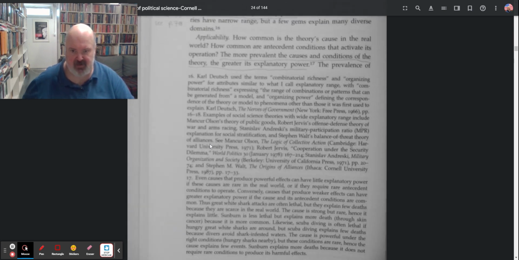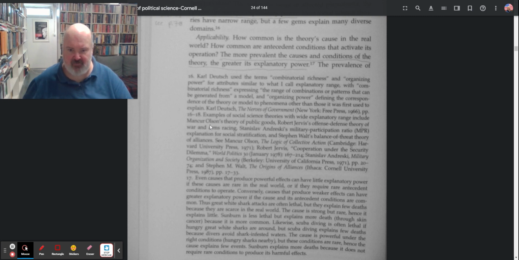Karl Deutsch used combinational richness and organizing power for what I call explanatory range. Combinational richness expresses the range of combinations or patterns that can be generalized from a model, and organizing power is the correspondence of the theory or model to phenomena other than those it was used to explain.